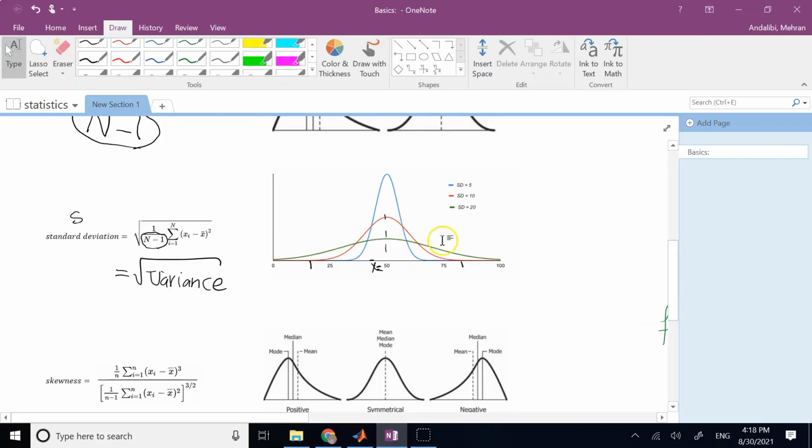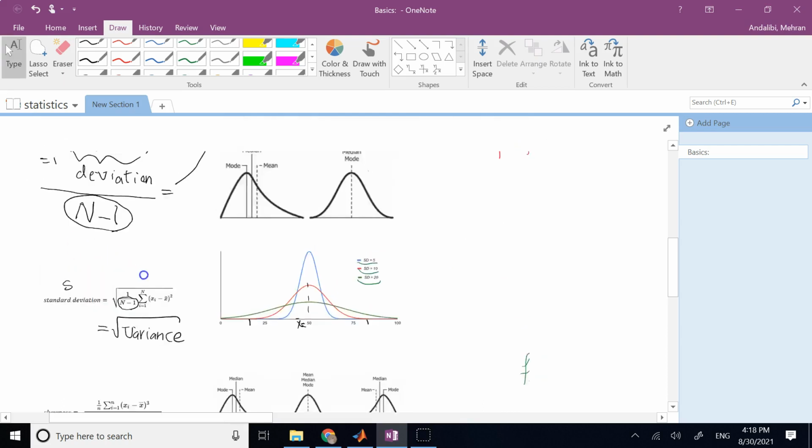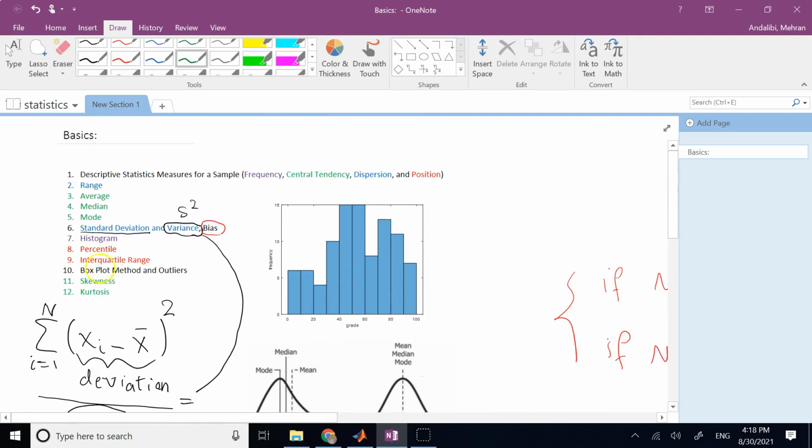If you look at this data, you clearly see that the blue distribution, which is a very narrow cluster with everything close to the center, has a smaller standard deviation, or s. Red has a little bit bigger, and green has a lot bigger, right? So the bigger the standard deviation, the wider the distribution is going to be. That's why standard deviation is a measure of what?